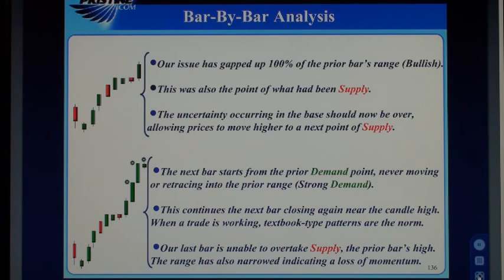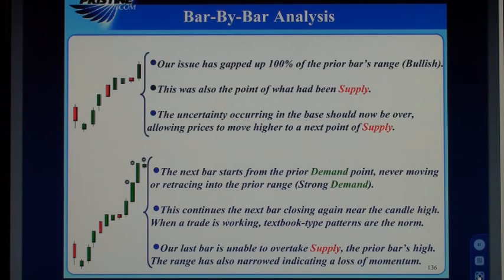next point of supply. We see as prices move up, the next bar starts from the prior demand point and never moves or retraces into the prior bar's range. This tells us that demand is very strong. This continues to the next bar, closing again near the candle high. And when the trades are working, textbook type patterns are the norm.